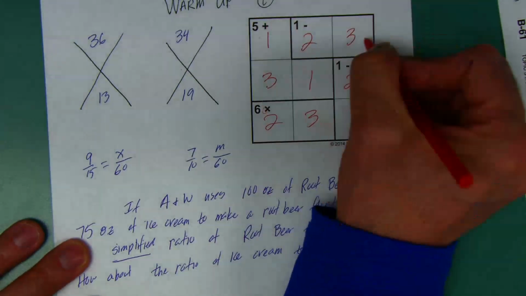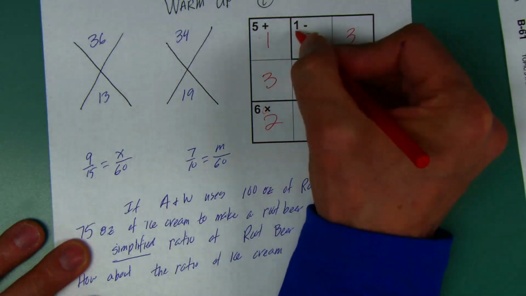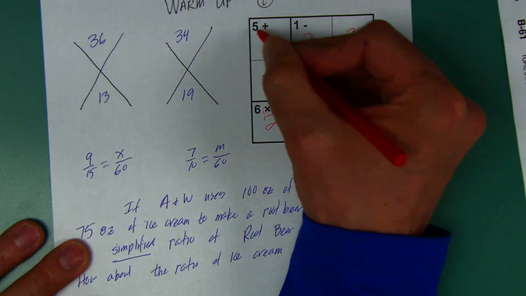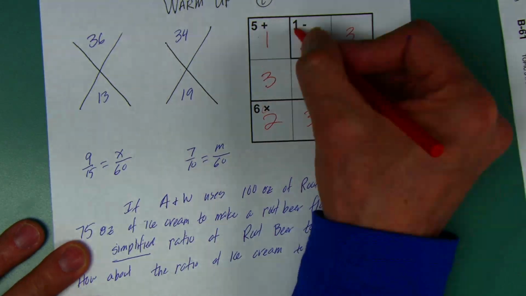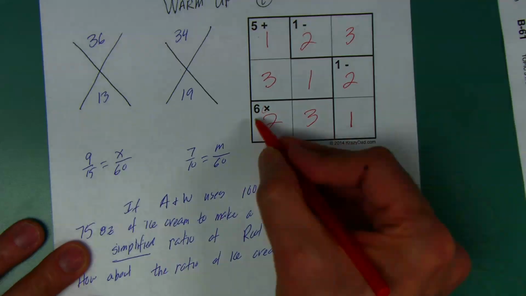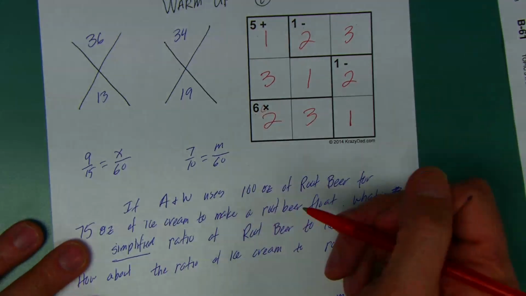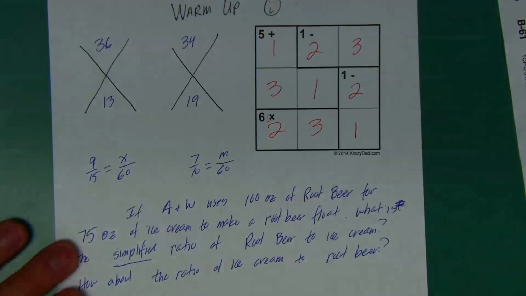Why did I say 3 minus 2 is 1? Because that's what that number means. The 5 is the total added. The 1 is the difference when I subtract. The 6 is the product when I multiply. Okay? Okay, let's get busy with the rest.